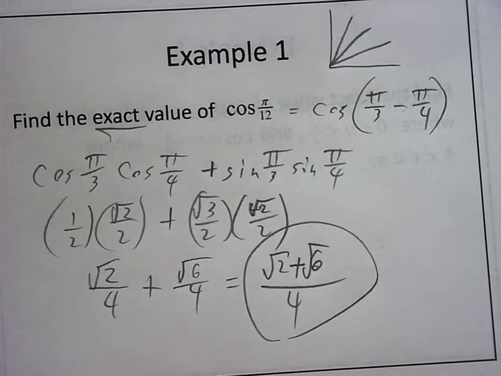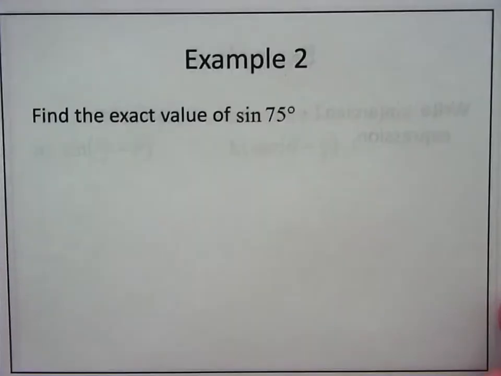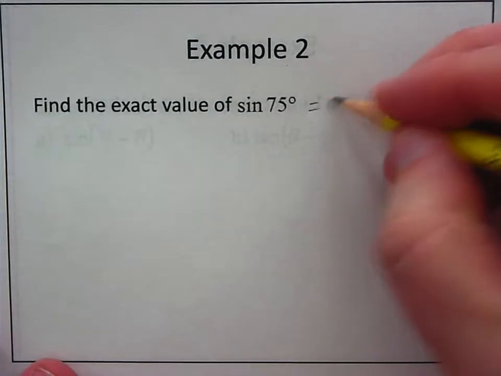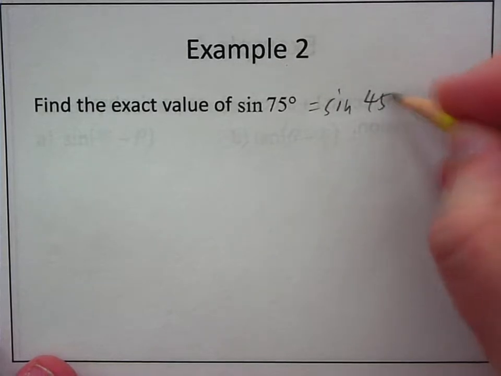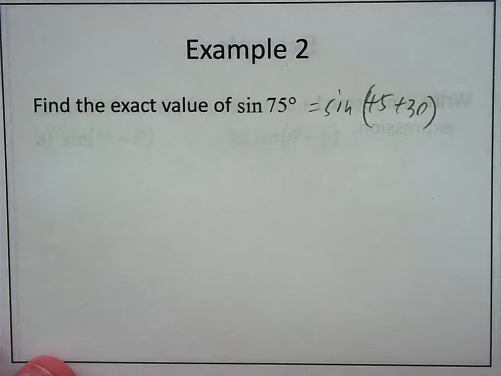Okay, so you can also do it with degrees. Find the exact value of sine of 75 degrees. 75 degrees I can get by taking, well, the same two we just did, except adding them. I can take the sine of 45 plus 30. That'll give me sine of 75.